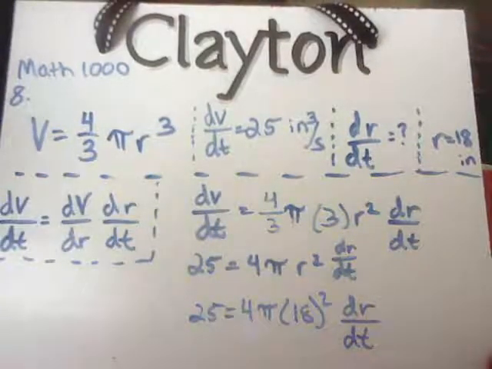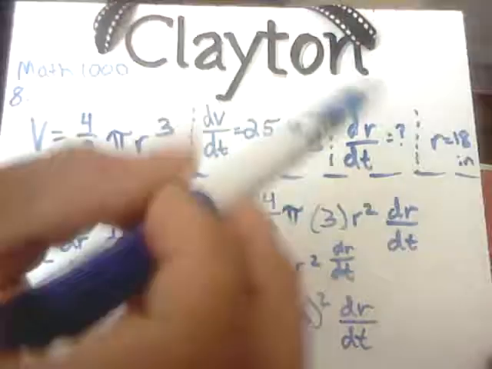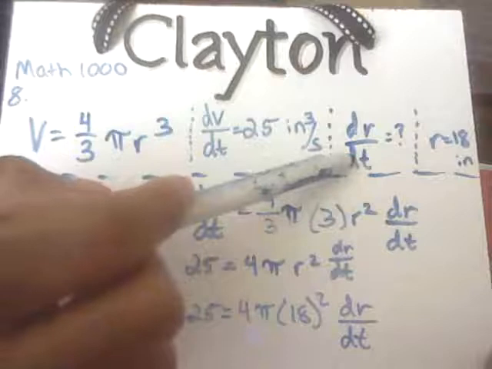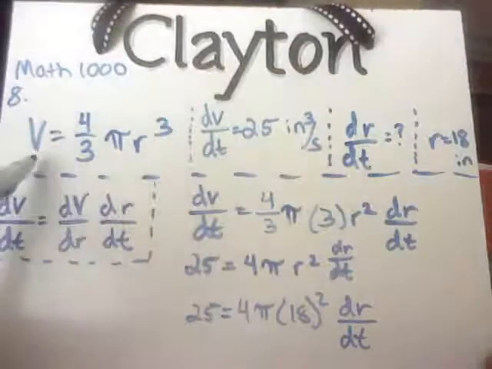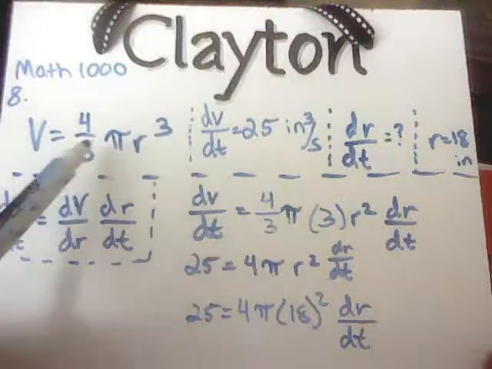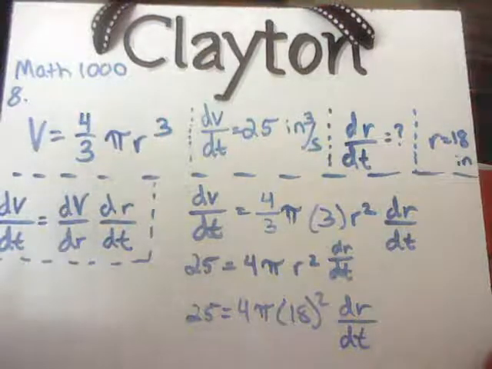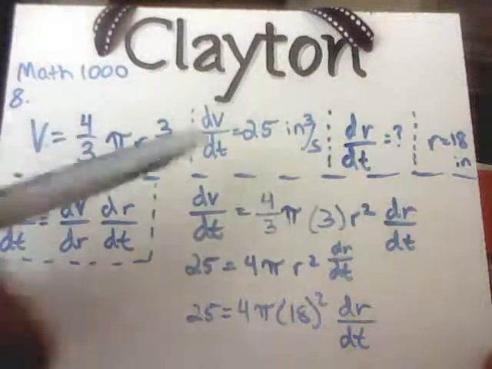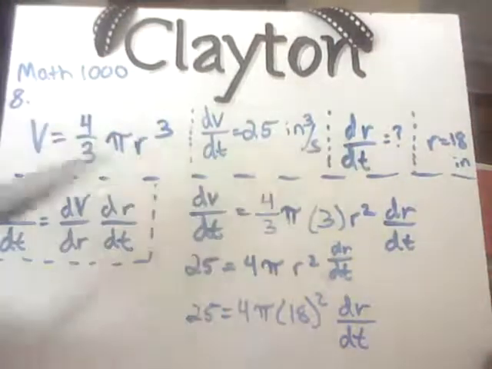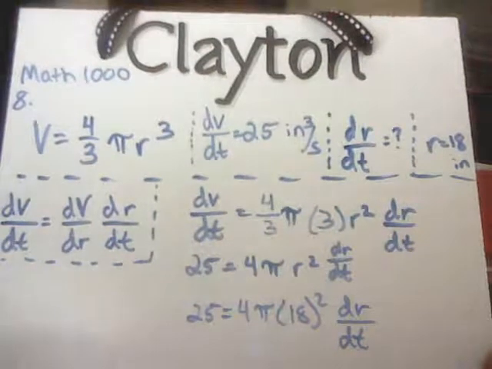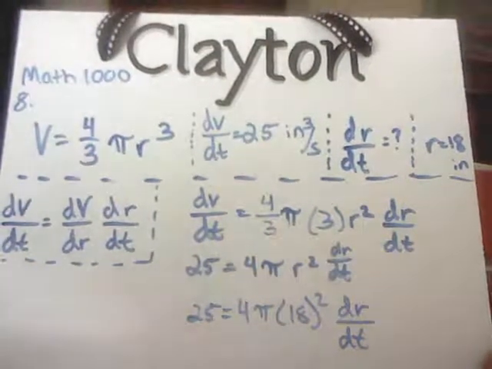Now, you may notice that we're looking for the change in r with respect to the change in time, but in our volume equation, there's no unit for time. There's no t variable. So what does this mean? This means that we need to find a new way to get to this t variable. So how do we do that? Well, we can use our handy dandy friend, the chain rule.